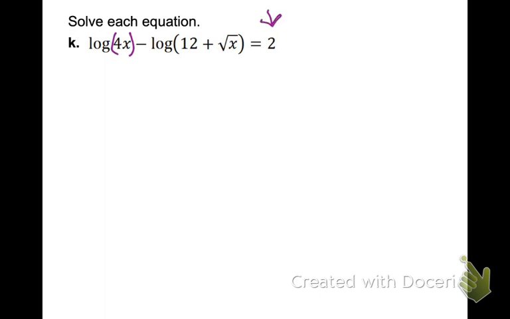Okay, so what do I have to do with this negative? Get rid of it. How? Factor it out. Nope. I have to condense it, right? Yes. So it's log of what? 4x over 12 plus the square root of x.